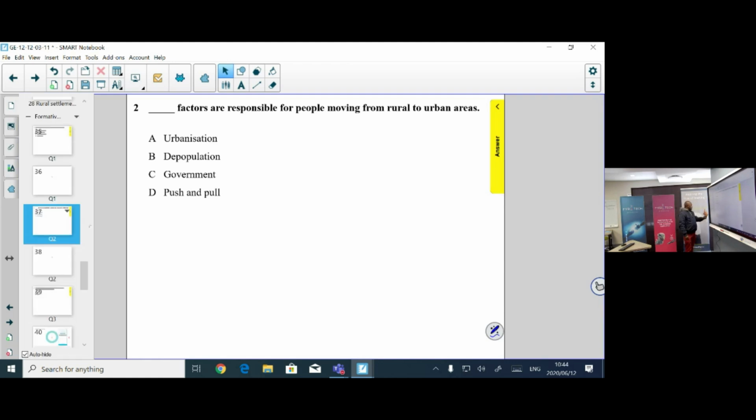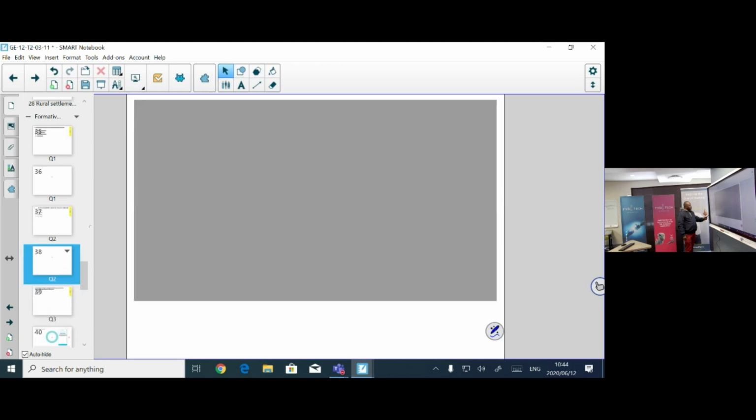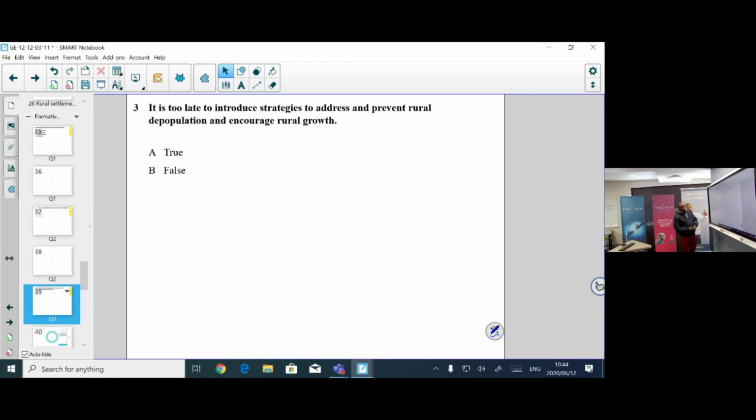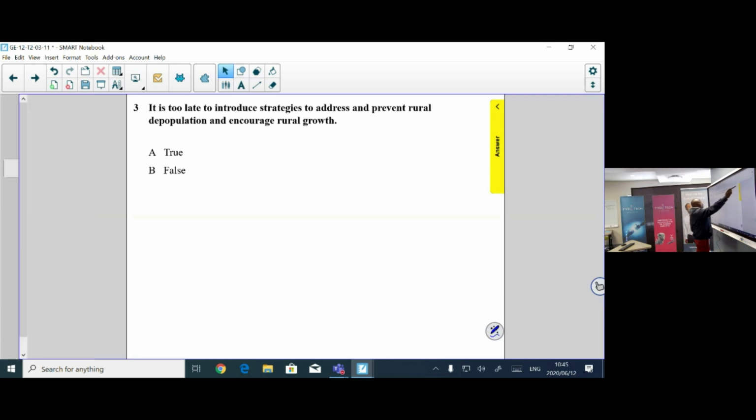Then let's look at another question, question number 2. Is it too late to introduce strategies to address and prevent rural depopulation and encourage rural growth? True or false? It's a very simple question. Let's look at the answer. It is B. It is false. It is not too late to address the issues of rural-urban migration.